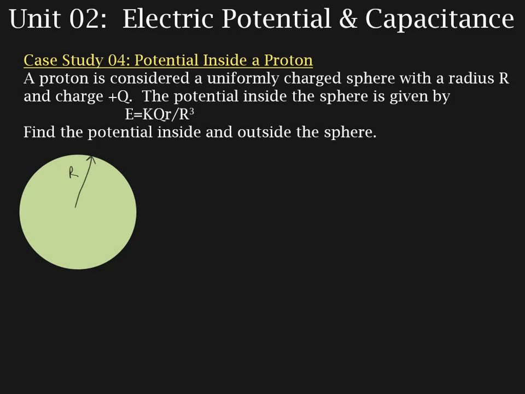Okay, so we're going to do another case study here, and in this one we're going to be taking a look at a proton. And this proton, we are given an electric field model for what the electric field looks like inside of the proton. So take a minute, try this on your own, pause the video, think about how you might approach this problem, and then we're going to get started on it together.